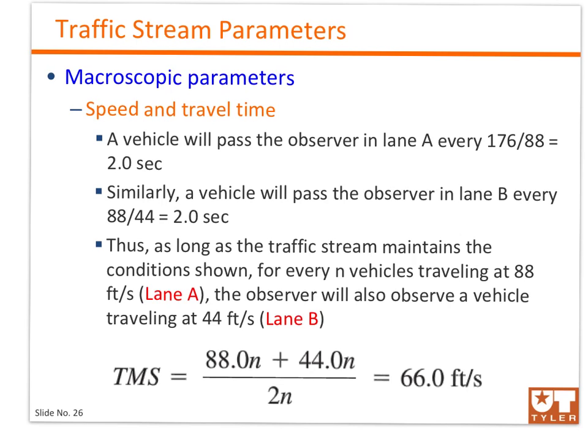So that's what I summarized here in a second. A vehicle would pass the observer in lane A every 176 feet over 88, so it's every 2 seconds. Similarly, the vehicle would pass the observer in lane B every 2 seconds also, because it's congested, so it's gonna have a distance of 88 feet over 44, which is the speed, and that's also gonna take 2 seconds. Therefore, as long as the traffic stream maintains as it is, for every vehicle traveling at 88 feet per second in lane A, the observer would also observe a vehicle traveling at 44 feet per second at lane B, and therefore the time mean speed would be simply 88 plus 44 over 2, and that's gonna give us a time mean speed equal to 66 feet per second.